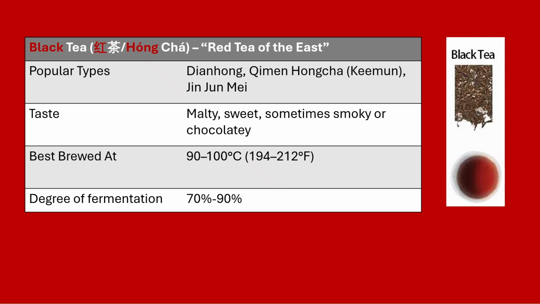The popular types of black tea in China are Dianhong, Qimen Hongcha, and Jinjunmei. They taste malty, sweet, sometimes smoky or chocolatey. They are best brewed at 90 to 100 degrees, and the degree of fermentation is between 70% and 90%.